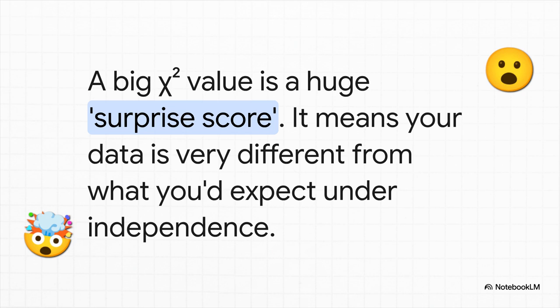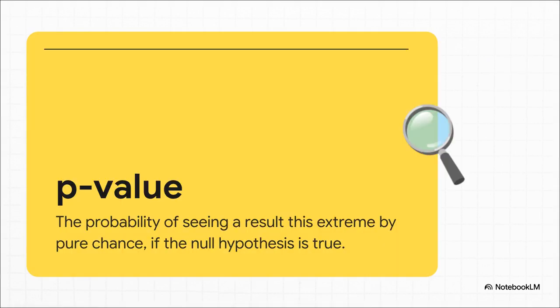Think about it. If these two things were really unrelated, getting data that looks like this would be a huge, incredible surprise. So a high score like this means our starting assumption that there's no connection is starting to look really shaky. Okay, but how big of a surprise are we talking about, really? That is where the p-value comes into play. The p-value is the final clue. It tells us the exact probability, the chance, that we would get a surprise score this big just by pure dumb luck, assuming our initial idea of no relationship was actually true.